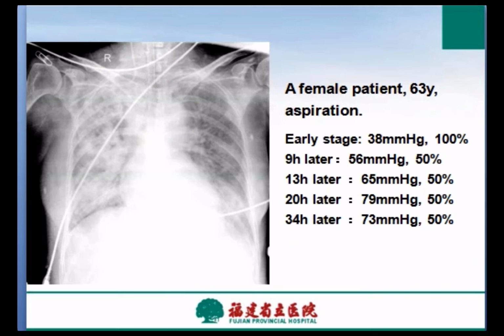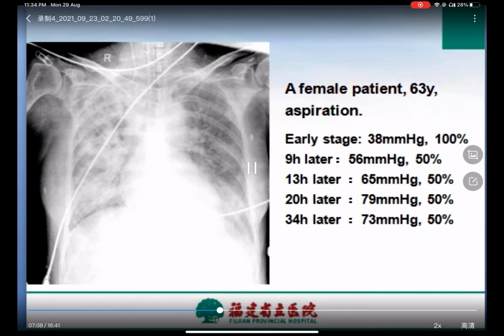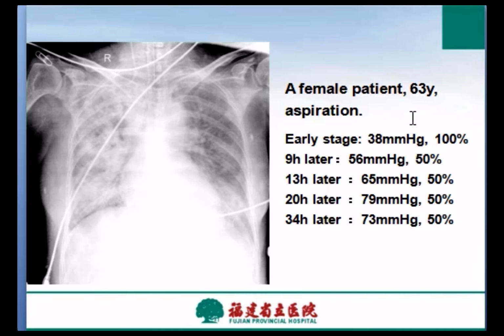And this is a typical case for acute lung injury. This is a female patient. She is 63 years old, and her injury was caused by aspiration after a lung-cancer operation. At the early stage, although the inhaled oxygen concentration is 100%, the arterial oxygen pressure is only 38 millimeter Hg, and due to the lack of oxygen, the patient presents shortness of breath and dyspnea. And at this time, we give the patient a mechanical ventilator.